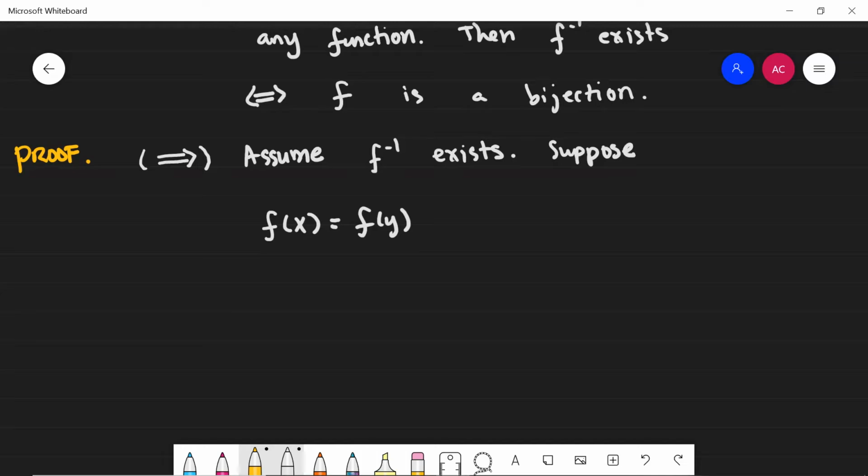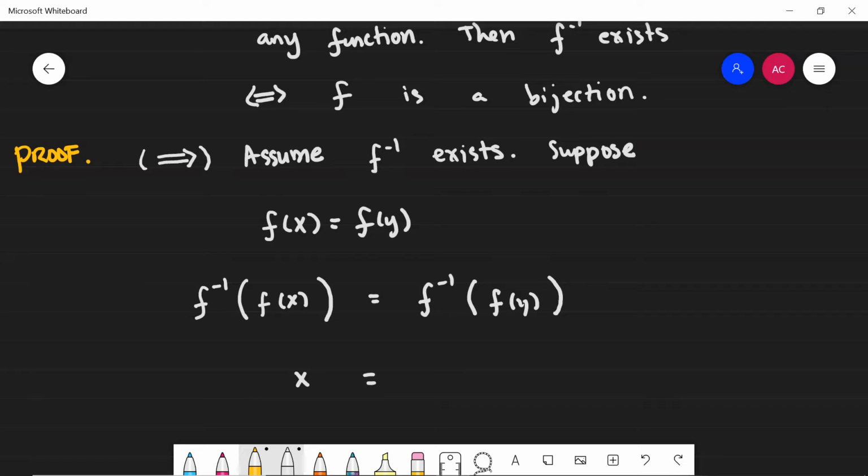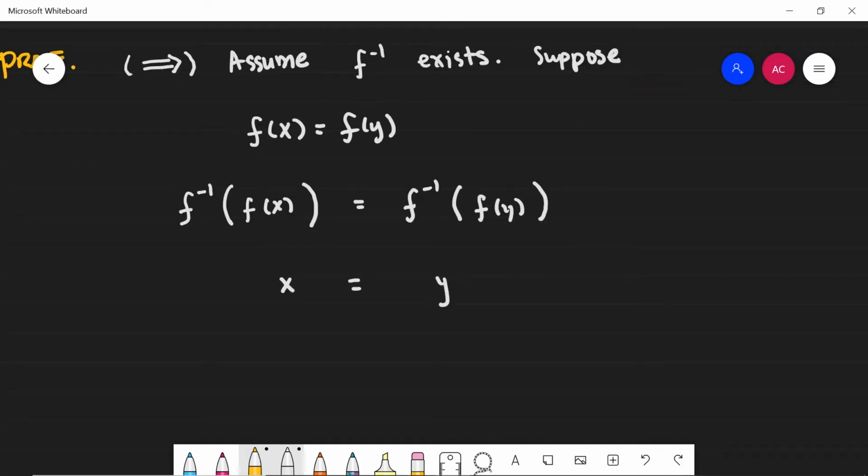So if F of X is equal to F of Y, what I can do is just apply the inverse function of F to both sides. So if F of X is equal to F of Y, then F inverse of both sides must be equal. Right? But F inverse of F of X is just X, and F inverse of F of Y is just Y. So I started off with the assumption that F of X is equal to F of Y, and I concluded that X had to be Y.